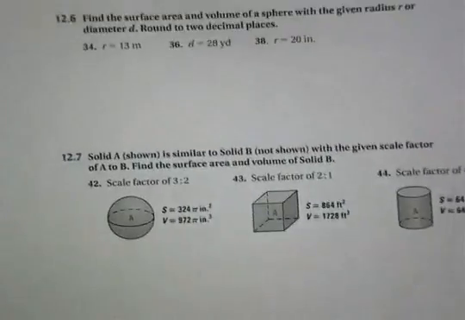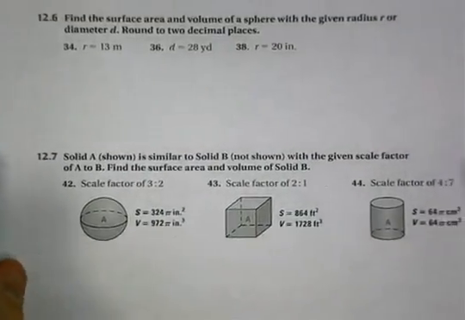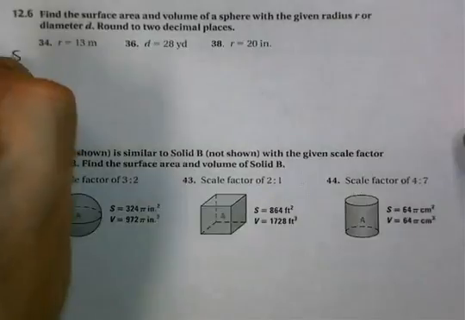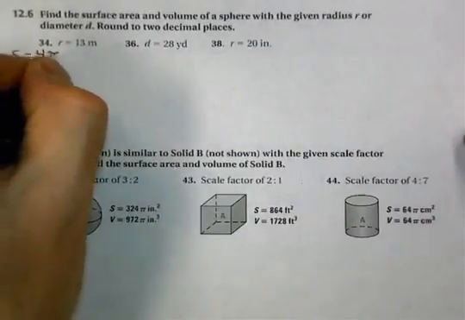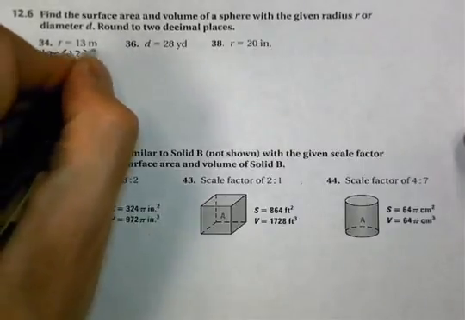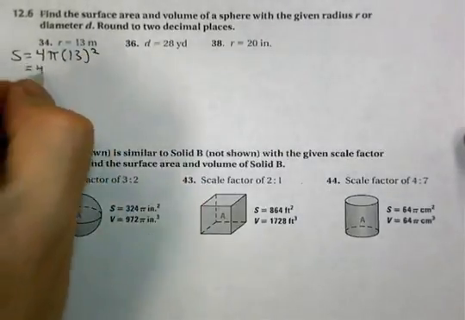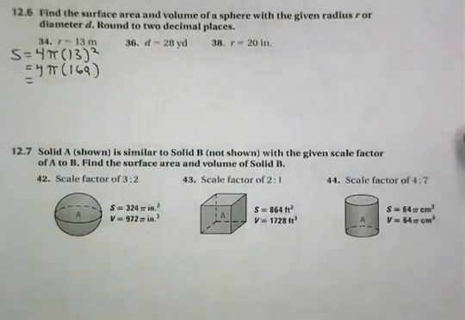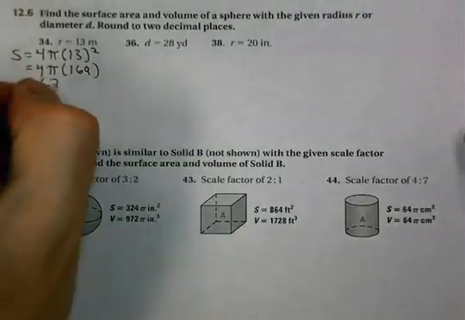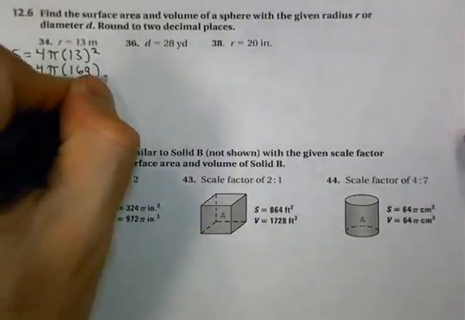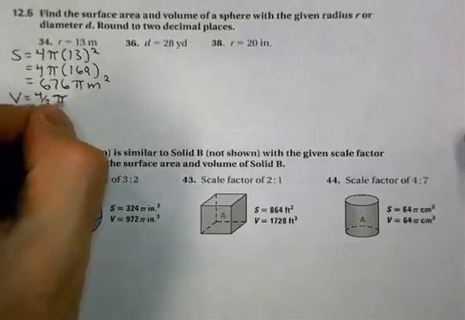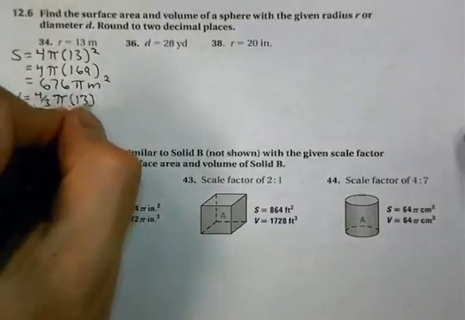Okay, now we go to 12.6. Our first one is 34. We're looking for the surface area and the volume of the sphere. Surface area of a sphere is 4 pi r squared, so that's 4 pi times 13 squared. That's 4 pi times 169. 4 times 169 gives us 676 pi meters squared.